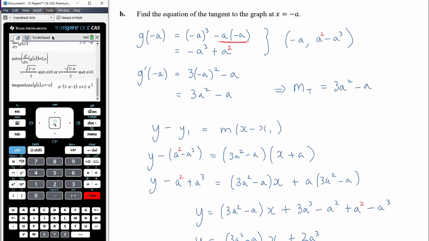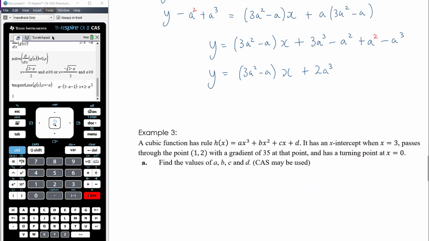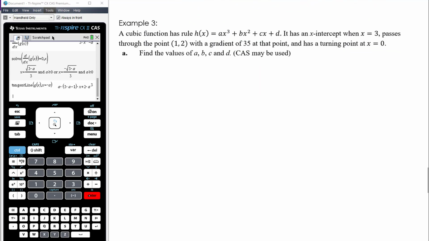And there's our equation. So let's have a look at how that compares. Okay, so they've factorised this as a times 3a minus 1. But otherwise it's exactly the same. Alright, good. Let's have a look at our third and final example for this video.